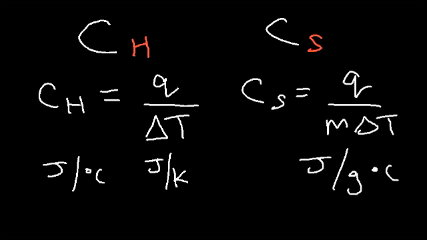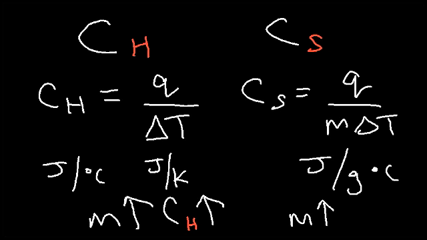The heat capacity depends not only on the identity of the substance but also on the mass of the sample. So for example, if you increase the mass of the sample, the heat capacity will increase as well. So therefore, heat capacity is an extensive property because it depends on the amount of material present. The specific heat capacity does not depend on the amount of material. If you increase the mass of the material, the specific heat capacity will remain the same.